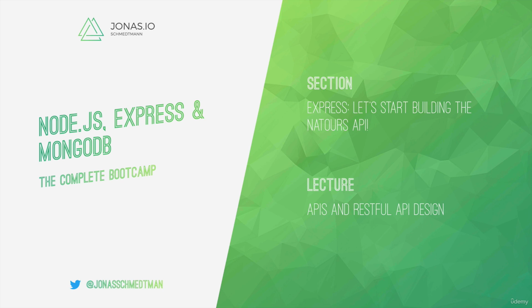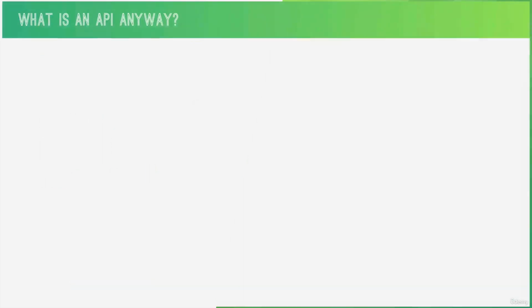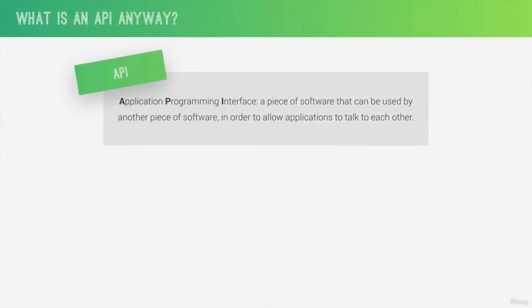So it's extremely important to understand the stuff in this video before moving on, so that we actually know what we're building throughout the rest of the course. So first of all, API stands for Application Programming Interface. And on a very high level, it's basically a piece of software that can be used by another piece of software in order to allow applications to talk to each other.